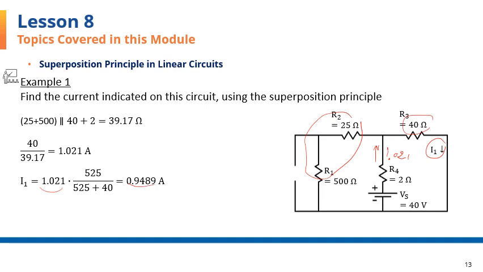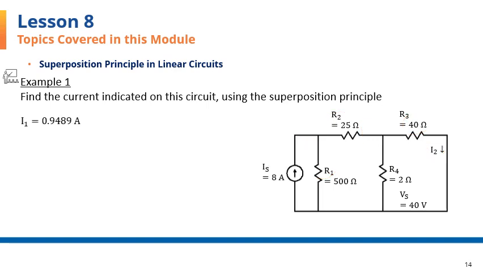I will next zero out the voltage source in the original circuit and find I2 due to the current source alone. Here we have the circuit with the voltage source taken out, in other words, replaced with a short circuit. The 8 amp current that comes into here is divided between two branches here. One branch consists of these three, and the other branch is the 500 ohm. Again, we can use voltage divider or current divider to find the current through this branch, the 25 ohm branch.